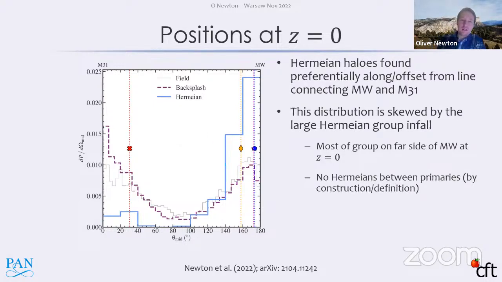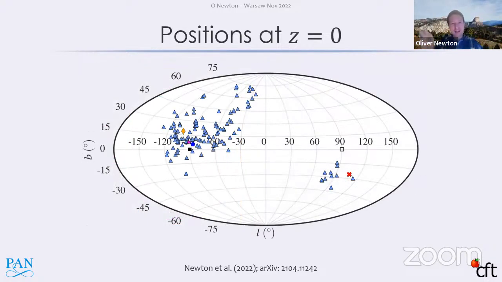So if you were to project these onto the sky again, sitting at the privileged position at the midpoint of the local group, so plotting the Milky Way and M31 at plus or minus 90 degrees here, this is the kind of distribution you would see if you could see all of the Hermeian halos. They sit sort of along the line connecting the Milky Way and M31, or very slightly offset from it. And so, at least for the geometric properties of these populations, the hope is that at least we can try to use this to go and search to see if we can find these objects.